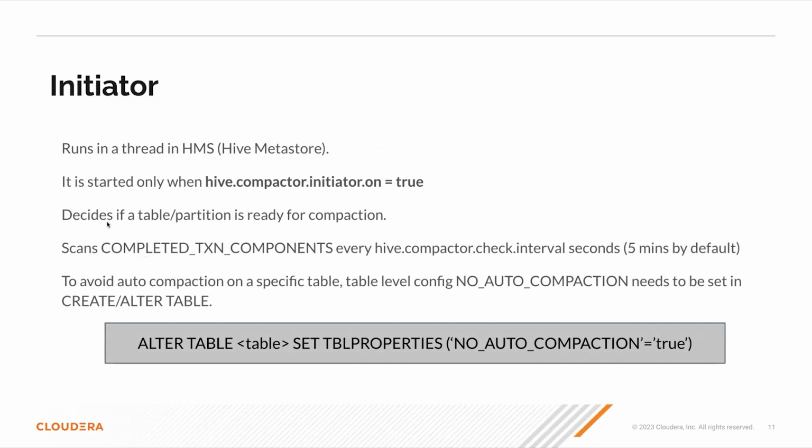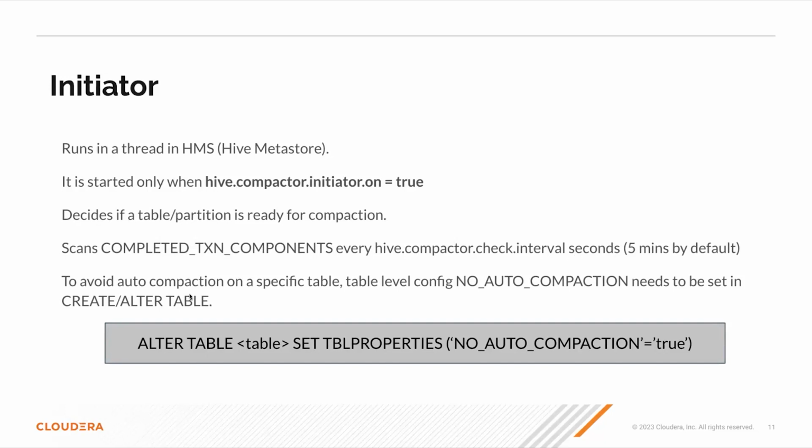And yeah, so it decides whether a compaction can be done or not. So an initiator runs every 5 minutes by default. And we can change that duration in this configuration, Hive compactor check interval. This is in seconds, and by default, it's 5 minutes.